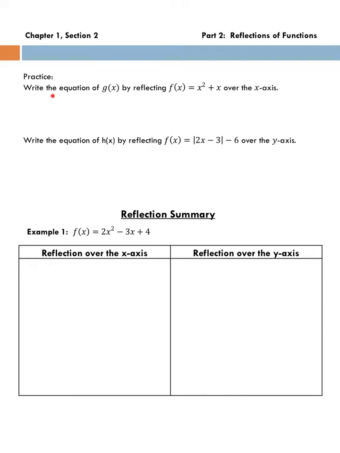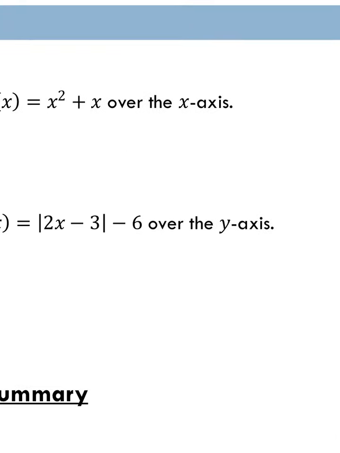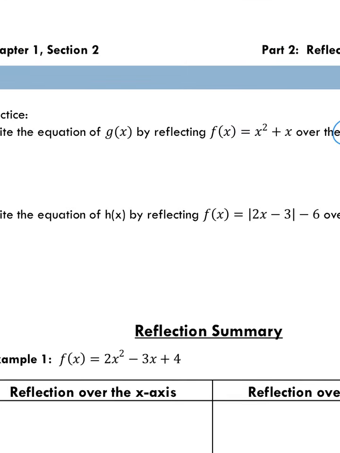Okay, let's just summarize by doing a couple of algebraic examples. The first one, write the equation of g of x by reflecting f of x, which is a quadratic, over the x-axis. So let's zoom in here. Again, remind yourself, over the x, just do a little diagram, and you can see right away y is opposite, and the x is going to stay the same. So that means g of x equals the opposite of y, opposite of f of x.